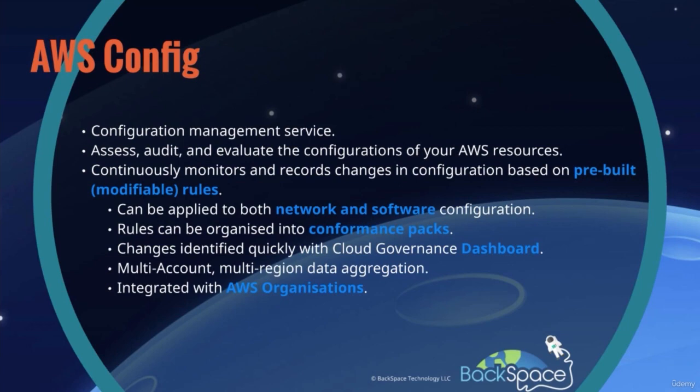Those rules can be applied to both network and software configurations. So if you do an update to software, and that change is something to do with compliance based on those rules, then you will be alerted to that change. Multiple rules can be organized into a conformance pack to better organize these rules. And any changes that appear can be identified quickly by simply going to the AWS Management Console and going to the Cloud Governance dashboard and seeing those changes.